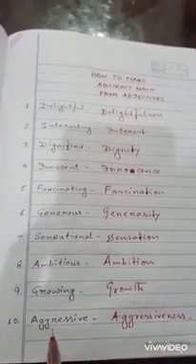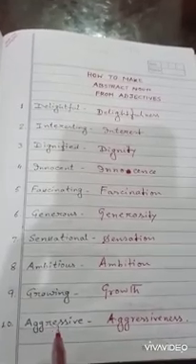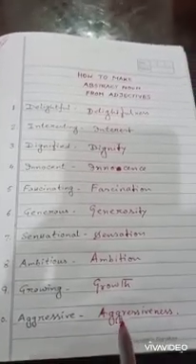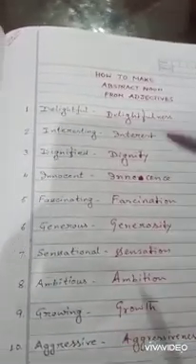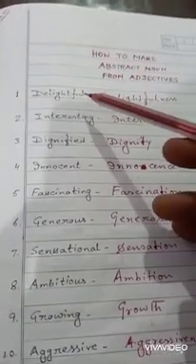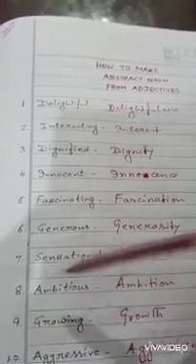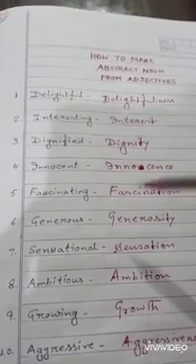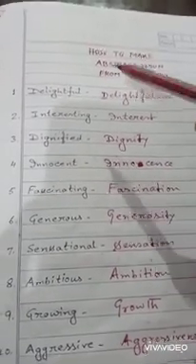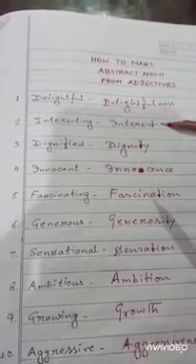Tenth is aggressive. The abstract noun of aggressive is aggressiveness. So here you see I have changed all these adjectives into abstract nouns. I hope that you have understood how to change adjectives into abstract nouns.